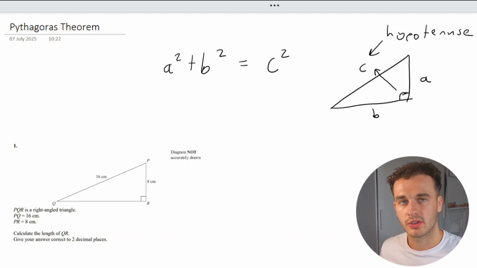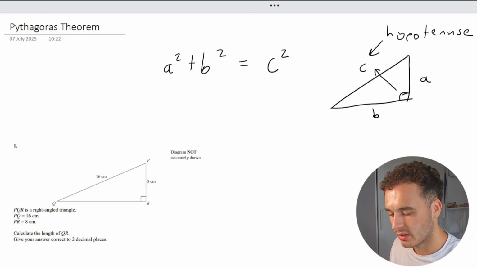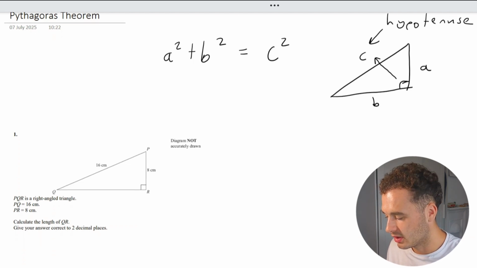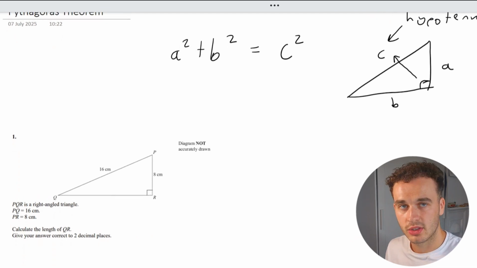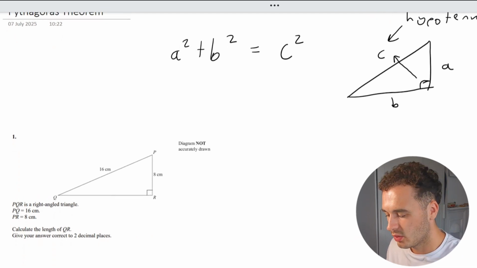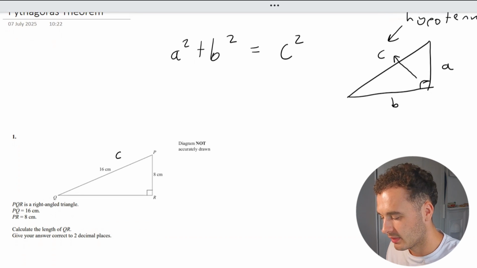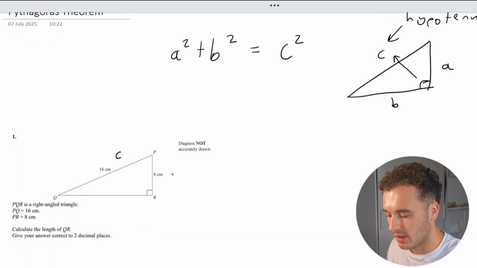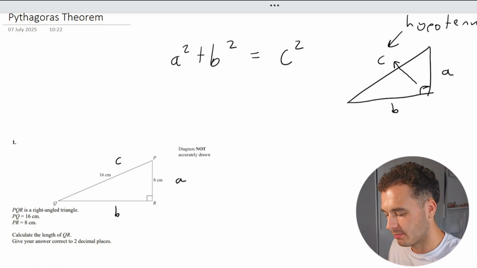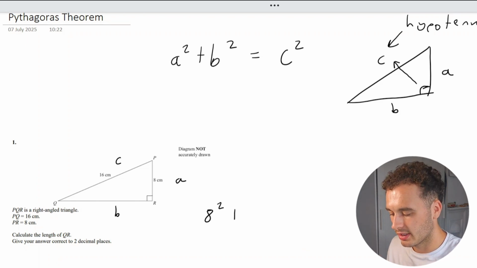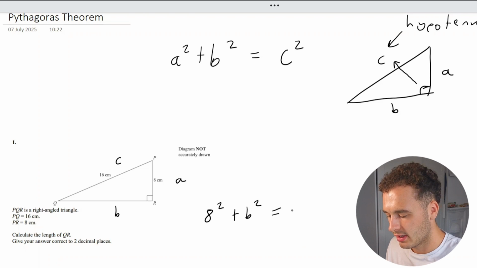What makes Pythagoras somewhat difficult is when we have C and we don't have A or B, which is what we have in this example here. So first thing to do is figure out where C is. Do we have C? Yes, we do. We have C, and I'm going to label 8 as A. So we need to find QR, which we've labelled as B. So let's plug this into the formula. 8 squared is A squared plus B squared equals C squared, which is 16 squared.